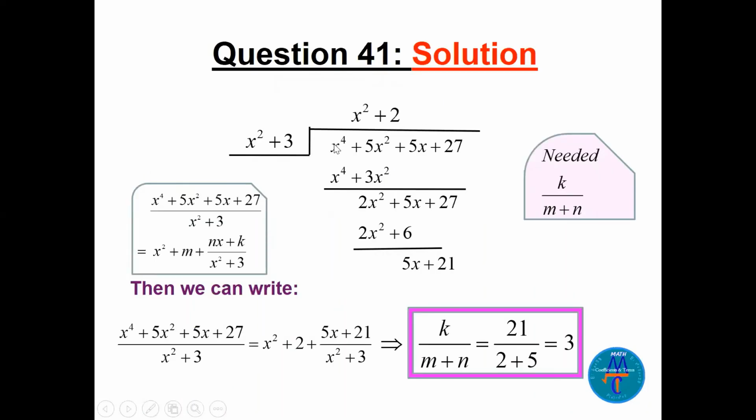So we take the highest power, you know the story, divide by the highest power, multiply x squared by the divisor, 4 plus 3x squared, and subtract. So this will be canceled, and this will be minus 5x squared. And then you repeat the process, divide the highest with the highest, you get plus 2. We stop here because the highest power in the remainder is less than the power in the divisor. So the quotient is x squared plus 2, and the remainder is 5x plus 21. So k is 21, m is 2, n is 5, 21 over 7, the answer is 3.